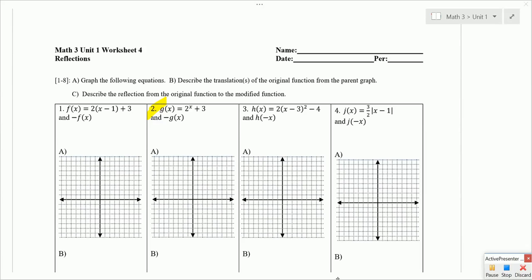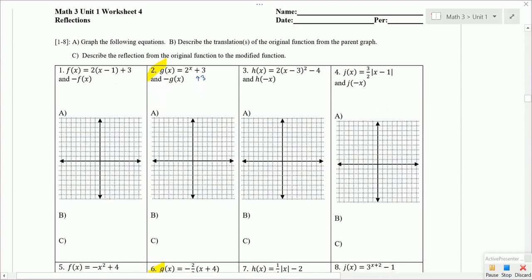Number 2, what we're going to look at, we have 2 to the power of x plus 3. So it's exponential. That plus 3 is moved up 3 units from the parent graph. So part B says describe the translations of the original function from the parent graph. So translate up 3 units.